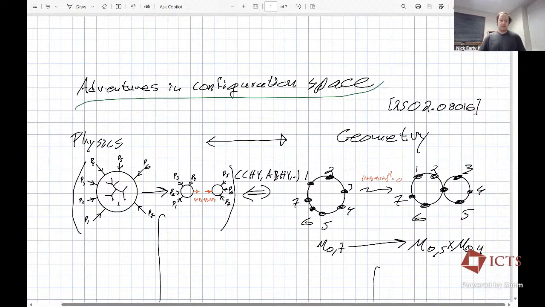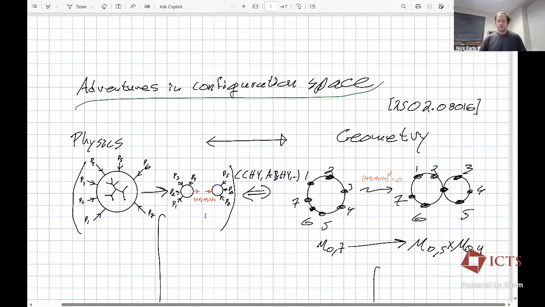So on the left-hand side, we have an n-particle scattering process. Illustrated is a decomposition according to some factoring channel, where some subset of particles go on shell. On the other hand, as you may have heard from Dmitry last week, I believe, the CHY formalism connects that to an integral over the configuration space of n points on CP1.